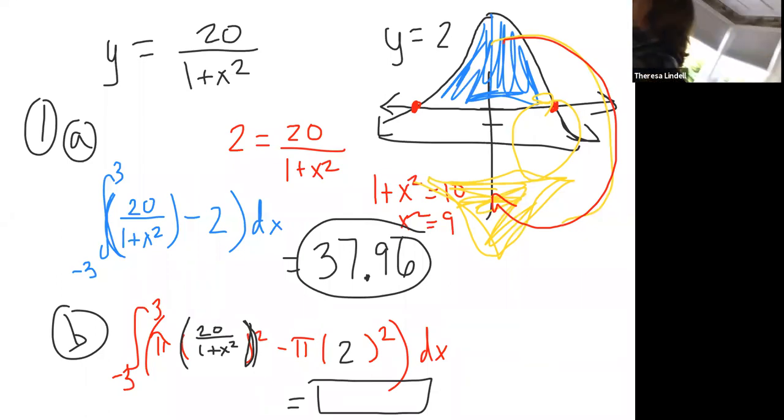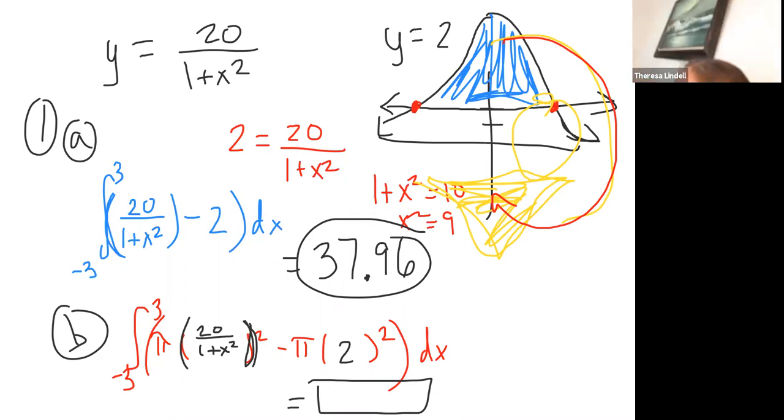Yep, that's what I got. 1,871.2. Yep, that's what I got. Booyah. Okay. 1,871.2.